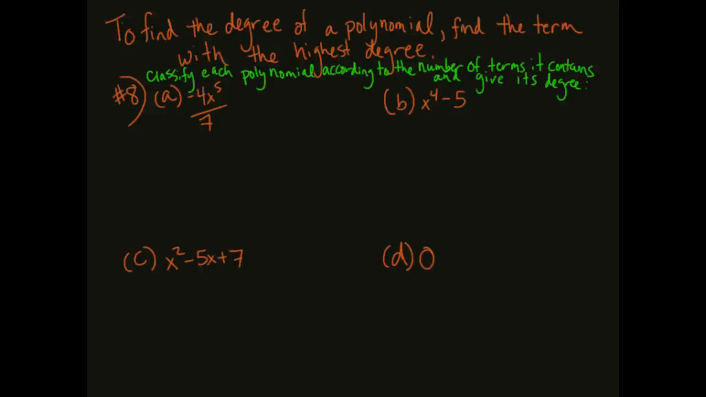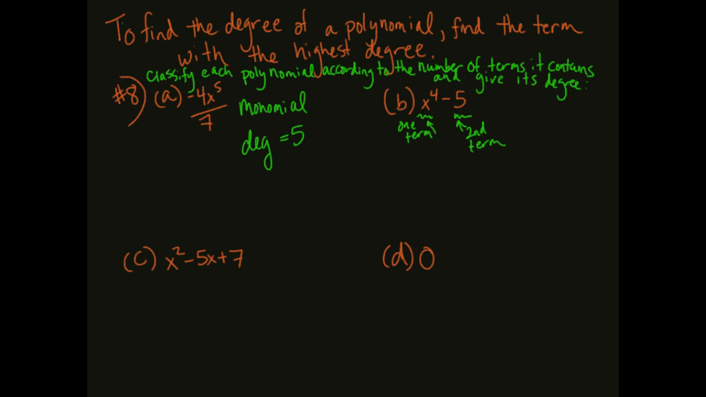So we're going to do number 8 as an example. Classify each polynomial according to the number of terms it contains and give its degree. The first one, once again, is a monomial, which is a polynomial, and the degree of this is equal to 5. For part B, this is a term and this is a term. So this is one term and this is the second term.